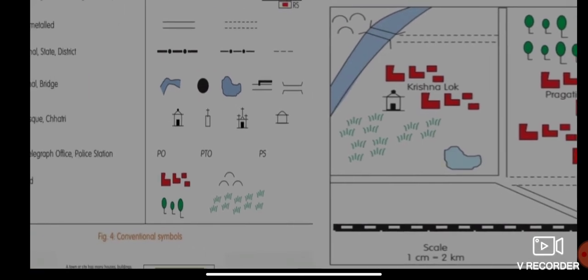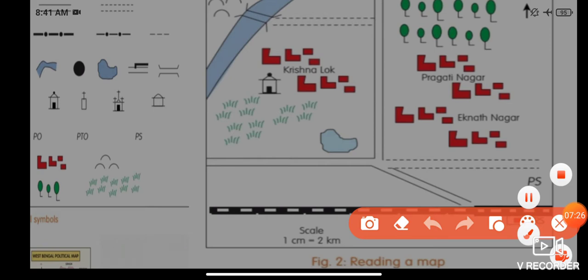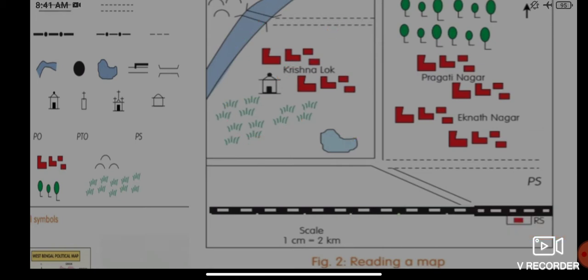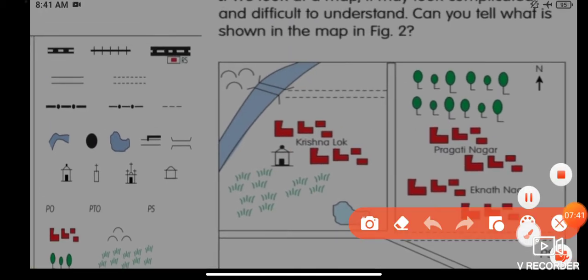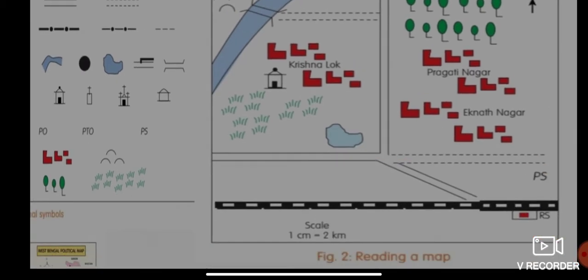Alright, as you can see, there are different symbols in a given map. You will see these are the grasses, and these are the pond, the settlement, the temple, the river, the unmetalled road, the bridge. Here is the bridge and here is the graveyard. These are the trees, and this indicates the north. With this you can easily read the map.